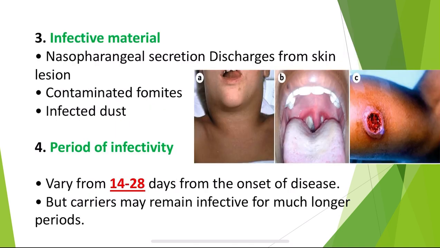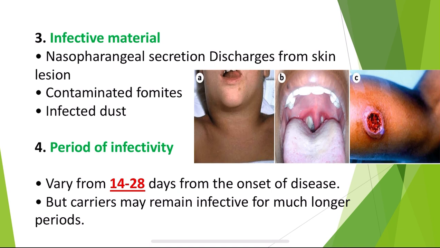Moving further to the infective material. The infective material in diphtheria is the nasopharyngeal secretions, discharges from the skin lesions, contaminated fomites, and infected dust. If the person sneezes or coughs, the droplet nuclei or droplets of the infection fall on objects and form contaminated fomites. Contaminated fomites could be the water bottle, the pen, the table, whatever. If the patient sneezes and the droplets fall on that particular object, it turns into a contaminated fomite.